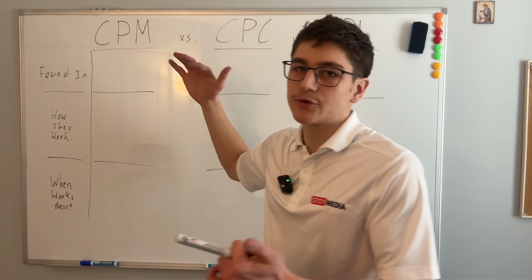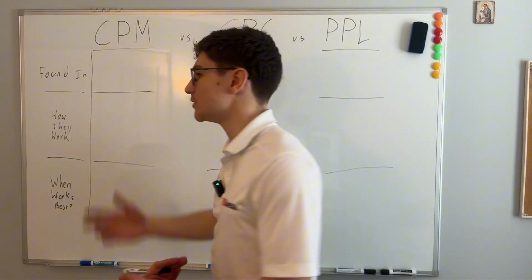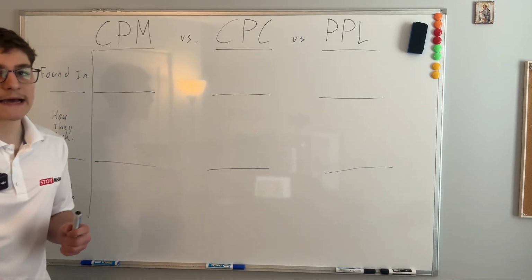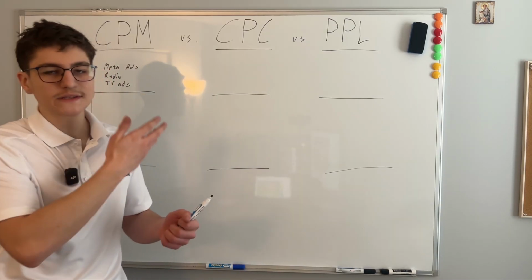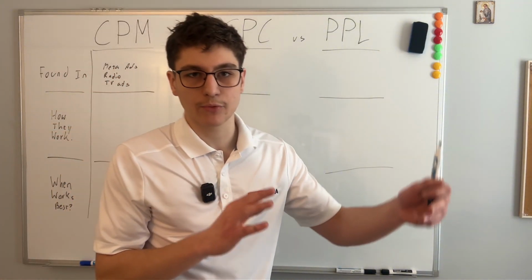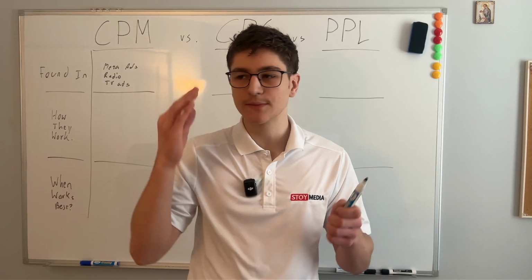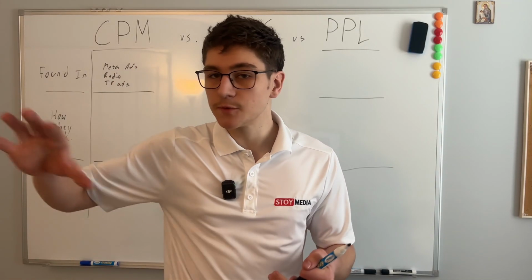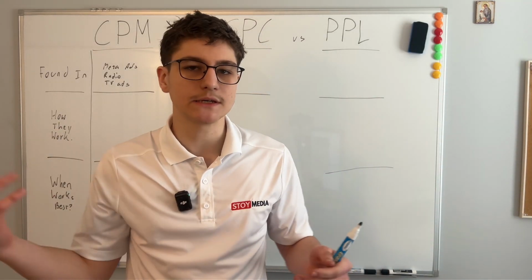And let's just run through where all these are found, how they work, and when Stoy Media recommends that you use them. So CPM is usually found in things like Meta ads, radio ads, or even TV ads. And all CPM advertising is, as I've mentioned, paying per 1,000 impressions. Not 1,000 people reached, 1,000 impressions, meaning someone just saw it 1,000 times. Now, that does mean that multiple people can see it a collective of 1,000 times, and one person may see it 2 or 3 times.